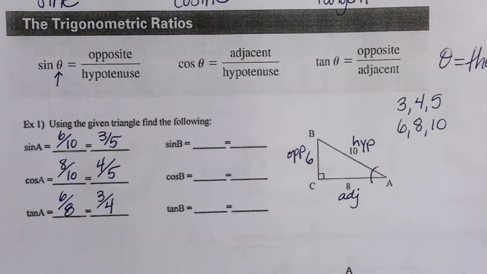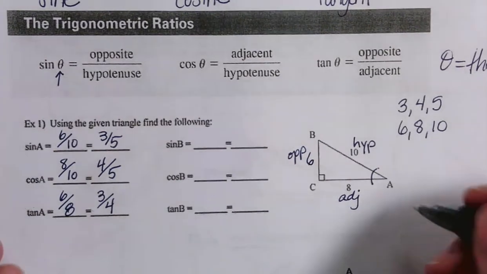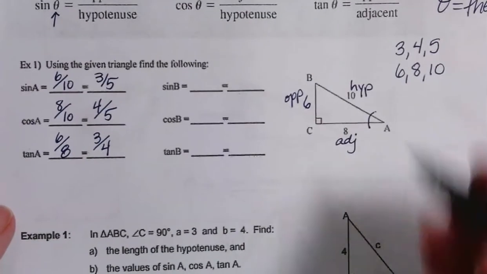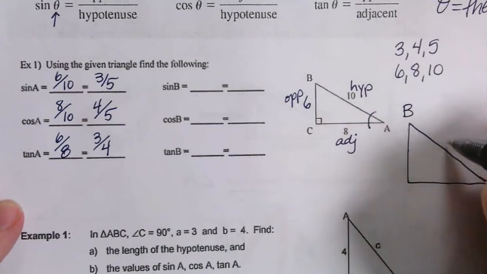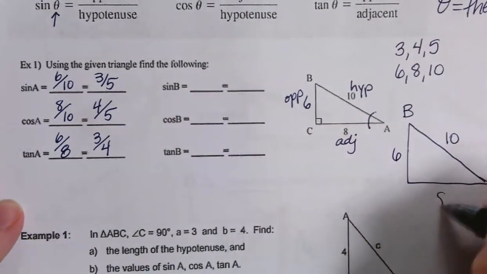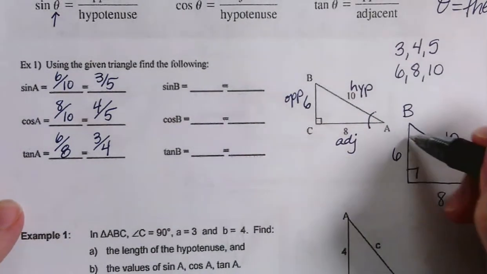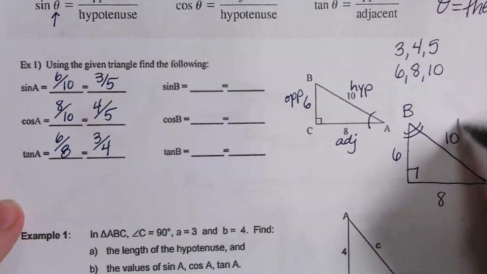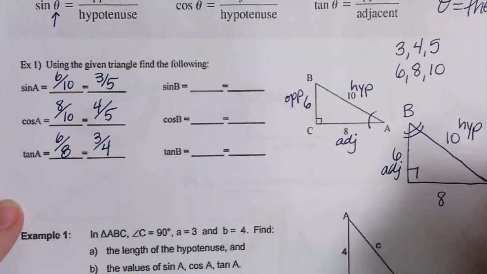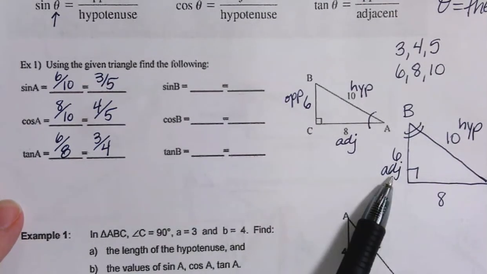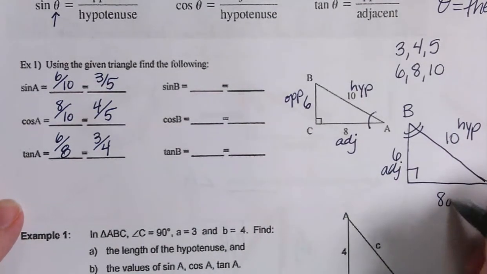Question? Okay. Since I wrote on this one, I'm just going to redraw so I can label it for angle B. Here's A, here's B, 10, 6, 8. For angle B, 10 is always the hypotenuse, but 6 would be the adjacent instead of 8. And 8 would be the opposite.